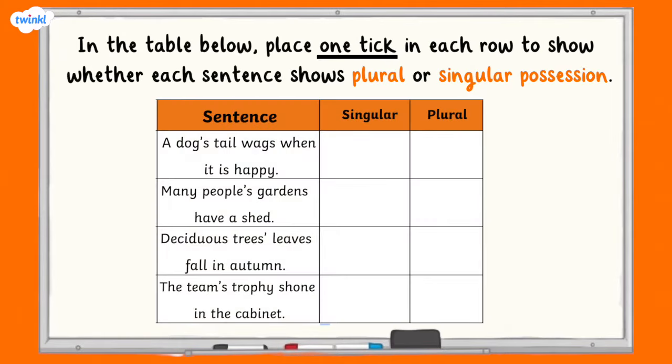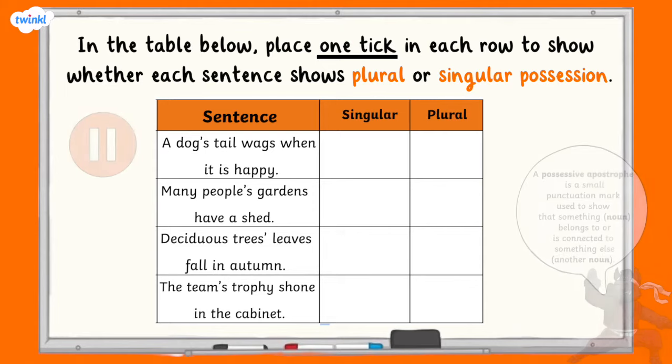Now it's time for one more question. This question asks you to consider whether the sentence in the table contains singular or plural possession. Place one tick in each row. You may wish to write your answer down on a whiteboard or a piece of paper, or you may just wish to say your answer out loud. Pause the video now and hit play when you're ready.